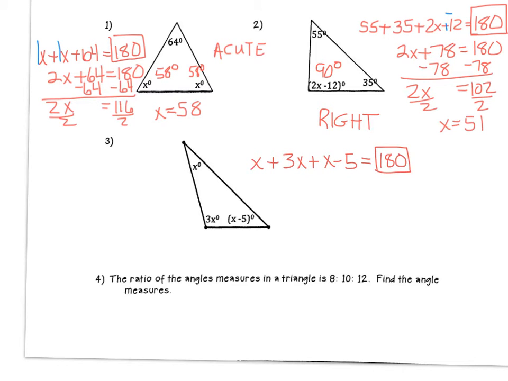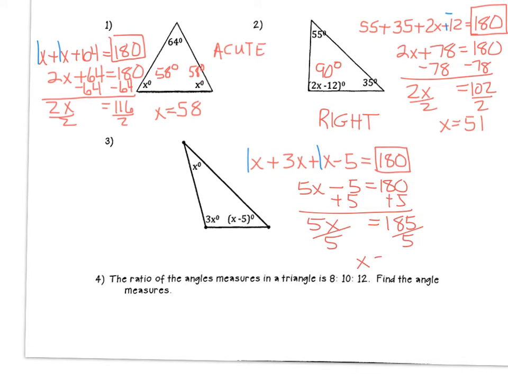Alright, let's put some 1s in front of the x's, and let's add up our like terms. 1x plus 3x plus 1x is 5x. We still have the minus 5. Add 5 to both sides of the equal sign. 5x equals 185. Divide by 5 on both sides. And 185 divided by 5 is 37.